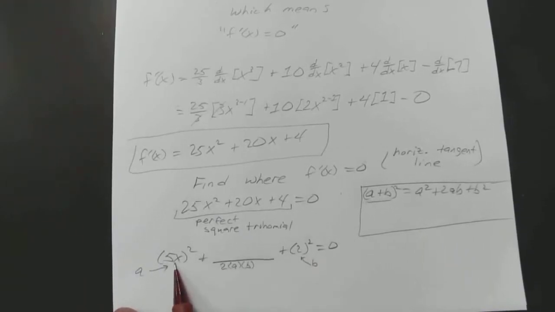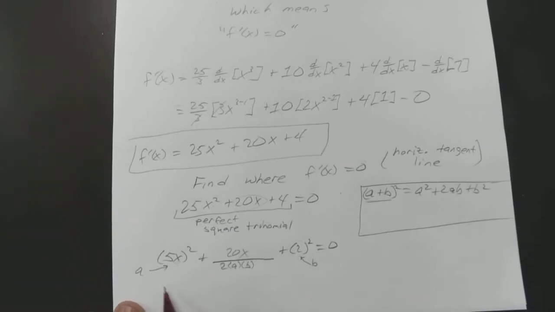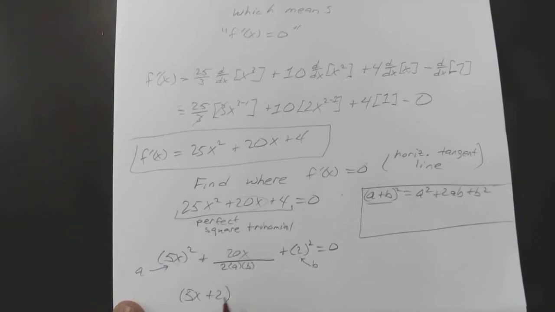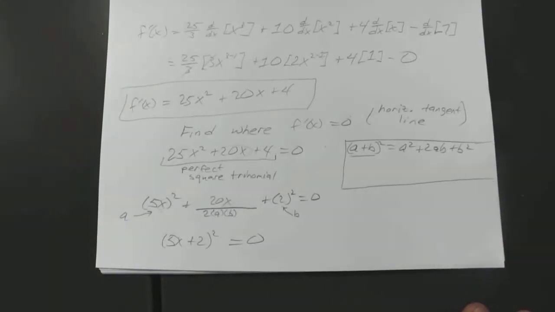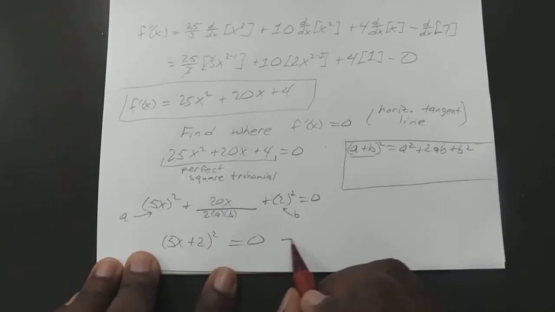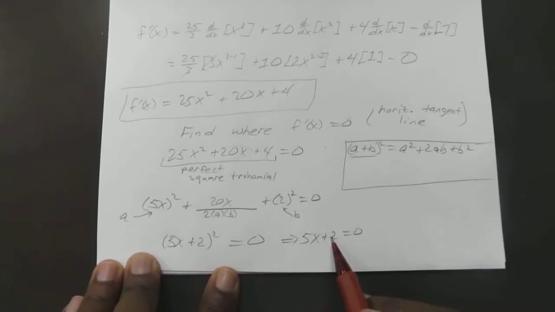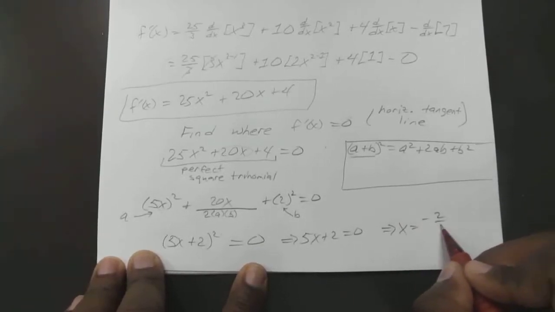Okay, so 2 times 5x is 10x times 2 is 20x, so it equals 20x. So it's a perfect square. So we know this just factors into 5x plus 2 squared, which equals 0. Okay. So if we square root both sides, of course, the square and the square root cancel out. So you get 5x plus 2 equals 0. Subtract 2 and divide by 5. x equals negative 2/5.